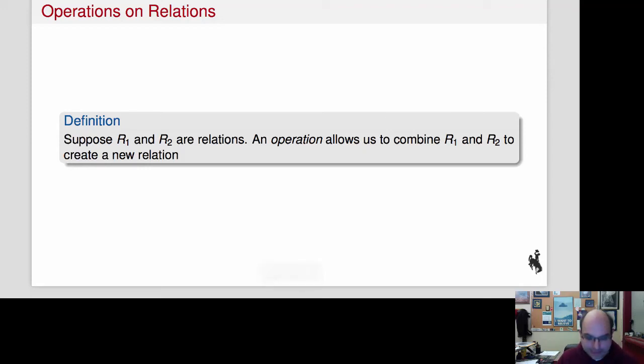Okay, so we're going to talk about set operations. Now, what's an operation? An operation lets me take two things like R1 and R2, and I'll call the operation here circle plus. And the result of this is a new relation.